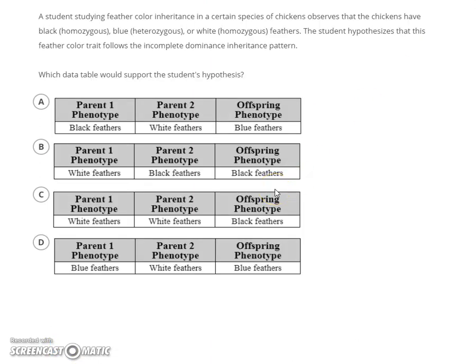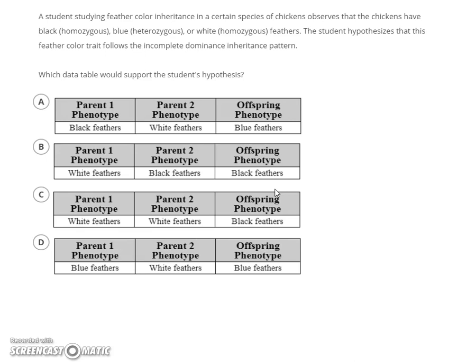Next up, we did this one in class. This is incomplete dominance. So the idea here is if we have homozygous on one side, we can get black chicken feathers. If we have homozygous with the different allele, we can get white chicken feathers. And heterozygous means we would get blue chicken feathers. That's one white allele and one black allele. We would get blue feathers.